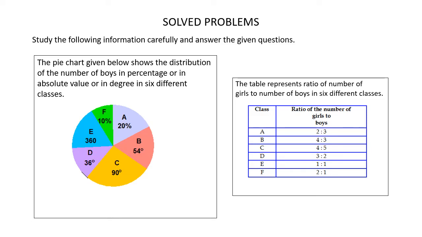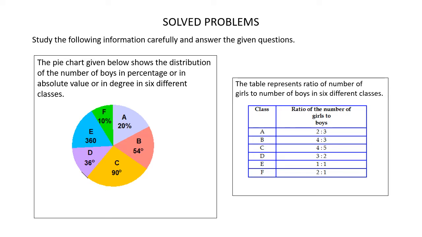Now you should know that the sum of the percentages for all these sectors in this pie chart is equal to 100%. Similarly, the sum of all the degrees of all the sectors of this pie chart is equal to 360 degrees.